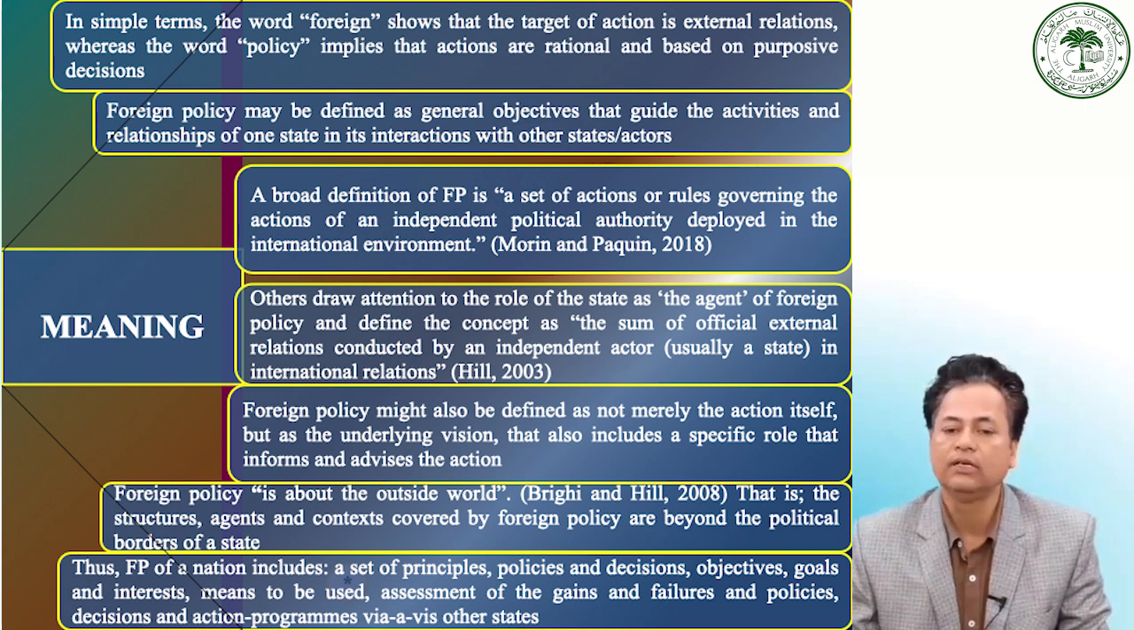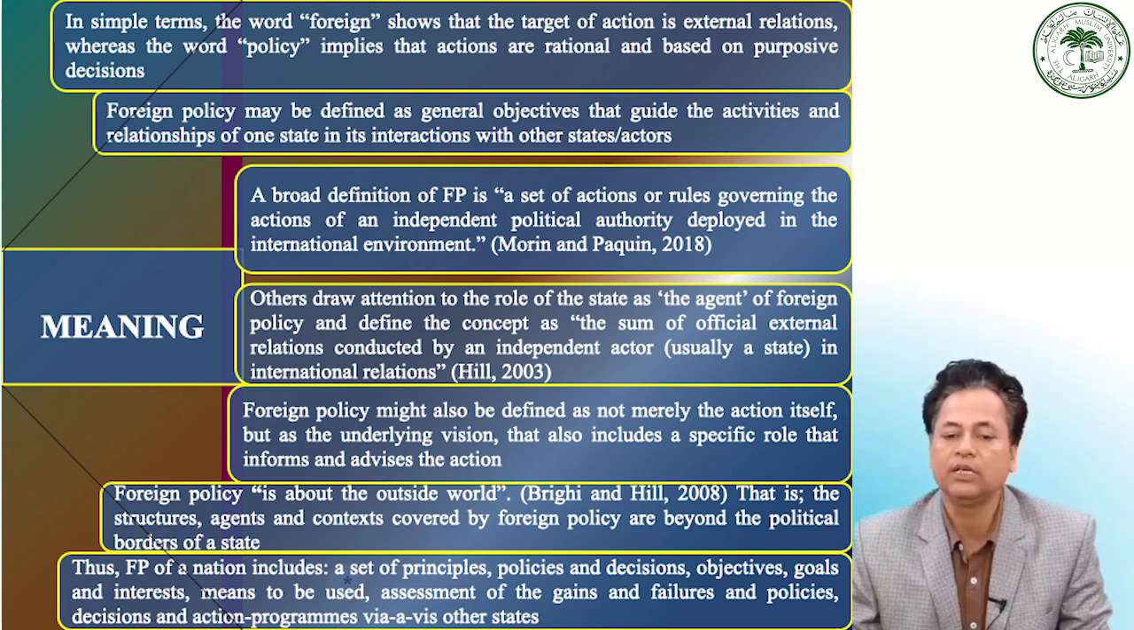Foreign policy might also be defined as not merely the action itself, but as the underlying vision that also includes a specific role conception that informs and advises the state action. So it is not just the action itself, but rather what your vision is, what exactly you want to achieve, what your goals are. These are all important for understanding foreign policy as a concept. Foreign policy is about the outside world. This is the fact that the structure, agents and context covered by foreign policy are beyond the political border of a state. So this is a very traditional kind of definition: when we talk about foreign policy, we talk about the outside world, the structure, the agents and the context covered by foreign policy, and those are outside the defined border of the state.